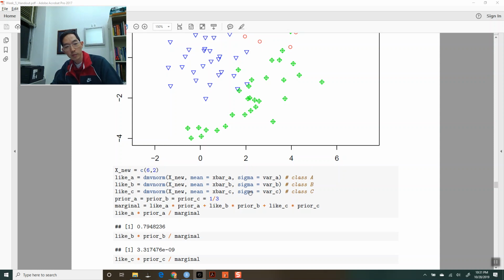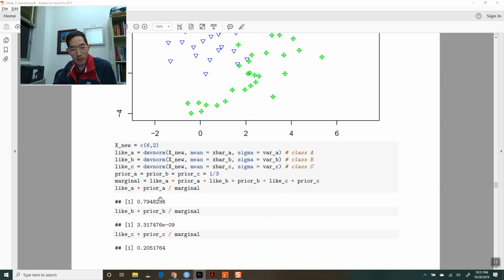These are the estimates. We plug in the priors, which for all of these are 1/3, and we calculate the marginal, which is the likelihood times the prior. That's the numerator for all possible classes. Likelihood times prior for A, likelihood times prior for B, likelihood times prior for C. And then the probabilities that we calculate will be the likelihood times the prior divided by the marginal. That's Bayes' rule.